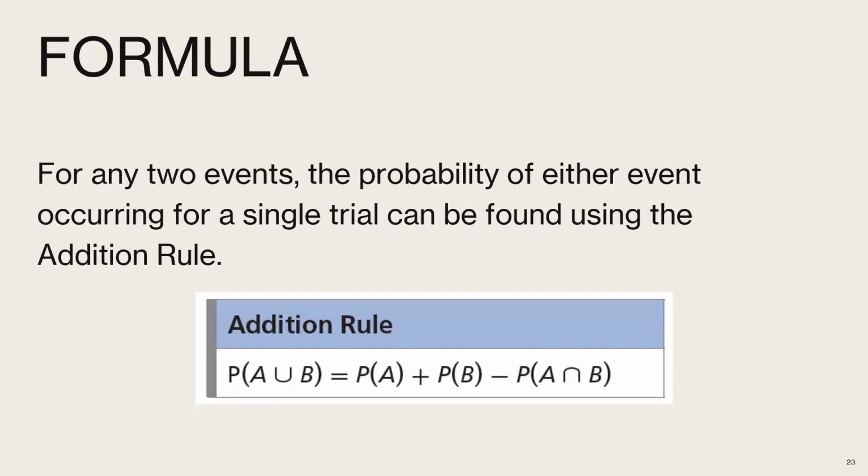Now in general, for 2 events, we can find their probability of either one for a single trial using something called the addition rule. That says that the probability of A or B, that's your union, A or B happening, is the probability of A plus the probability of B minus their intersection. And the reason we subtract that intersection is because we don't want to double count where they overlap.